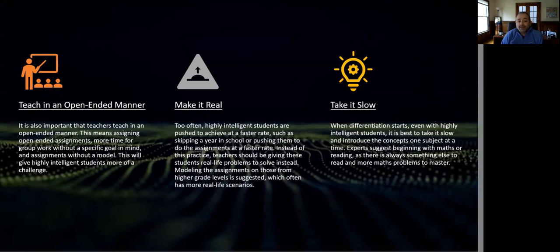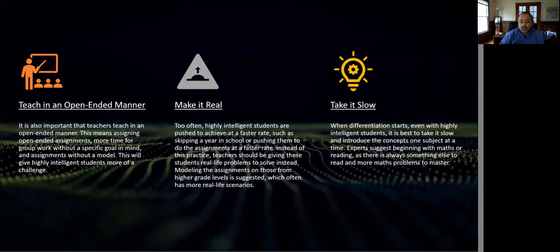Number two is make it real. Too often, highly intelligent students are pushed to achieve at a faster rate. That generally is the case. A smart child works faster, right? With that, they can skip a year or be pushed to do an assignment at a faster rate. Instead of doing it fast, teachers should be giving students a real-life situation or a problem to solve. Modeling the assignment on those from a higher grade level is another way to do this.